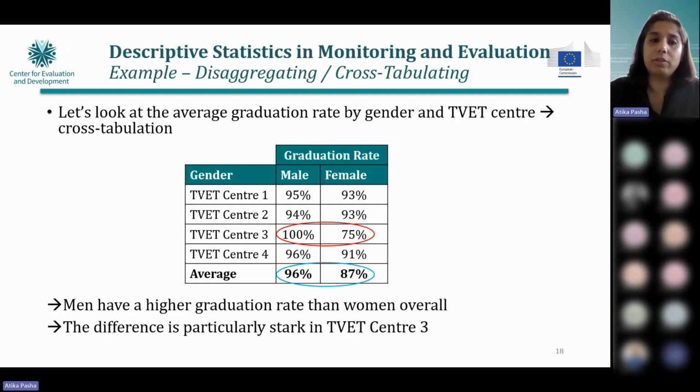And most of this difference is actually driven by TVET Center 3. So it's TVET Center 3 where the difference between male and female graduation rate is particularly stark. And so our goal as evaluators or even program implementers should be to understand why particularly TVET Center 3 is not doing well in ensuring a female graduation rate as high as 90%, or even as high as the male graduation rate that is observed.